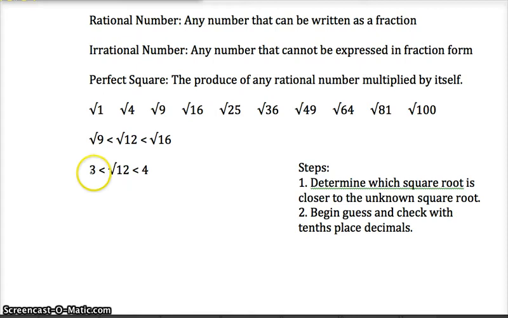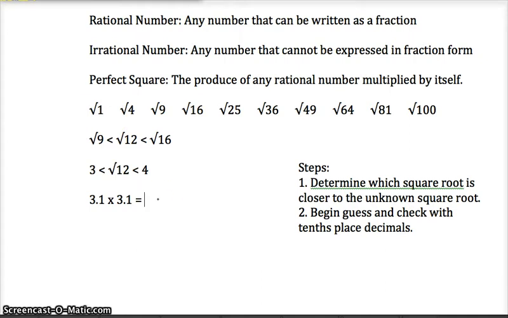So we determined that the square root of 12 is closer to 3 than it is to 4. So the first thing we're going to do is 3.1 times 3.1 and see what that gets us. We're looking for some number that's going to be close to 12. So go ahead and solve 3.1 times 3.1 on your paper and see what you get.